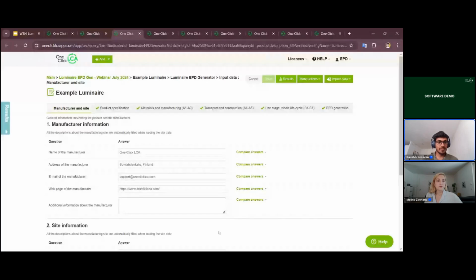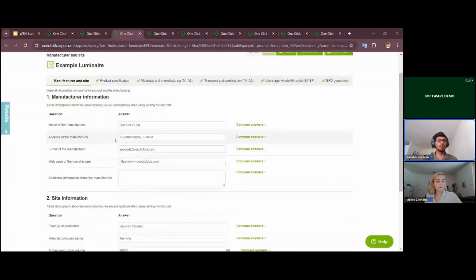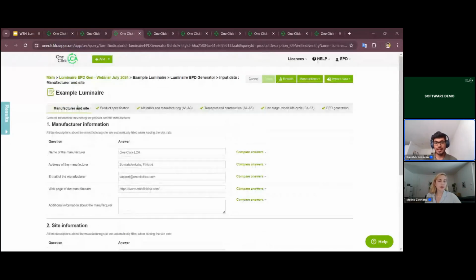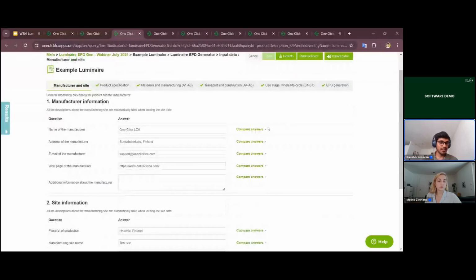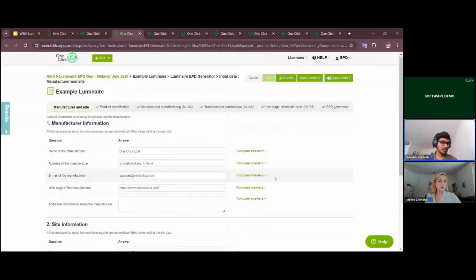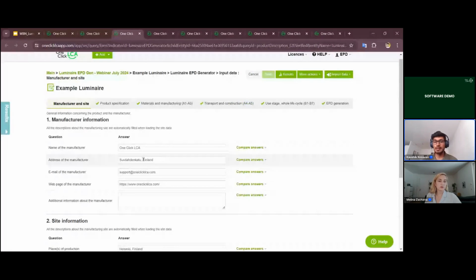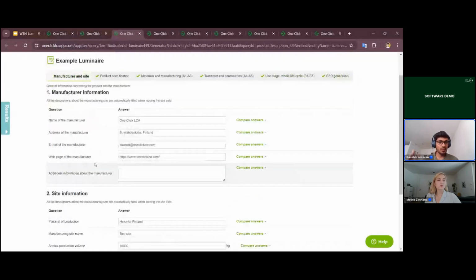So we have the manufacturer and site information to begin with. This query structure is slightly different to the way things were. As you might see, the number of tabs on the top are a few less. 2 sections have disappeared because they're automated. We'll go through one of each of these now. So the first, manufacturer and site, we have all the manufacturer's information like the name, address, email, and all of this will be populated in the EPD report, which we'll also see at the end of this demo.